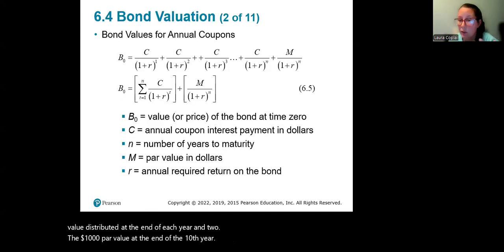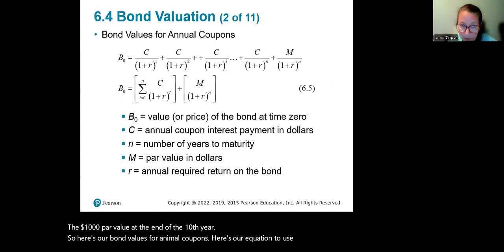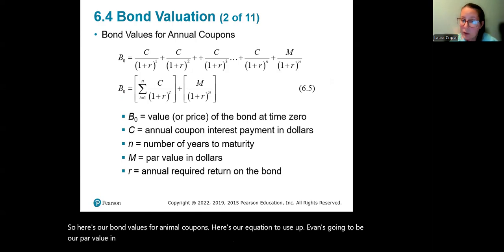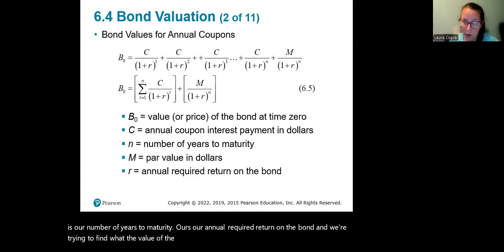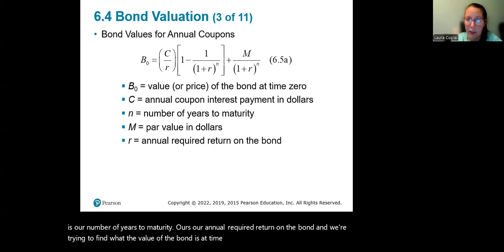So here are our bond values for annual coupons. Here's our equation to use. M is our par value in dollars. C is our annual coupon interest payment in dollars. N is our number of years to maturity. R is our annual required return on the bond. And we're trying to find the value of the bond at time zero.